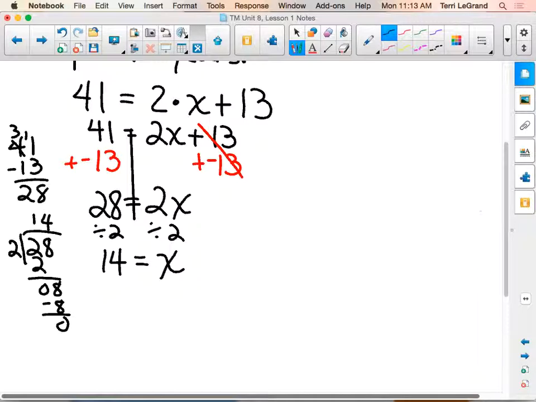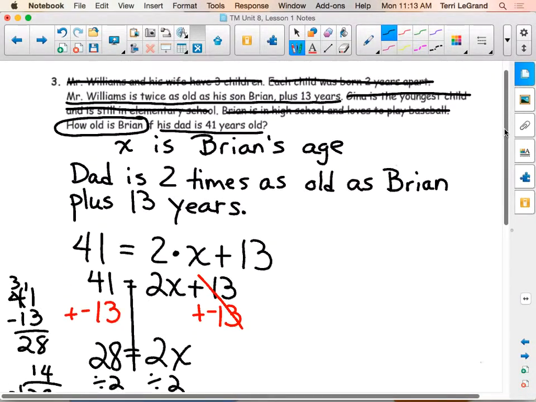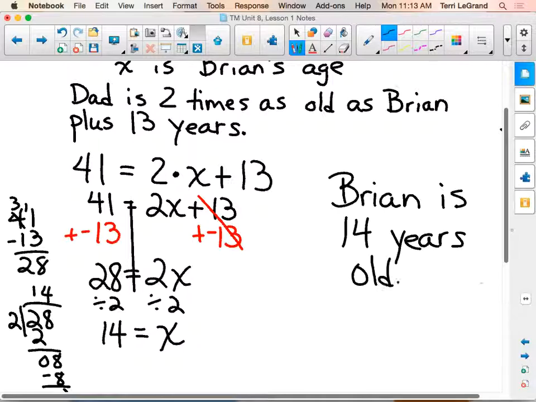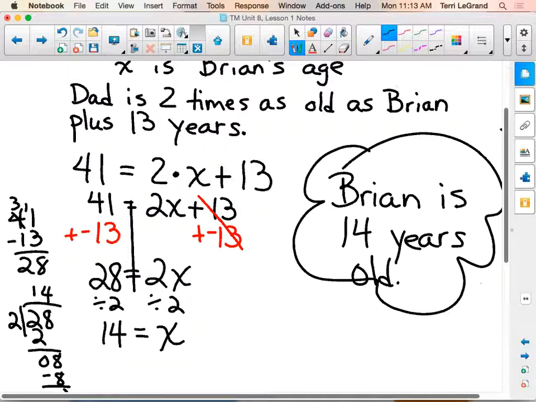Okay, what's that tell us? You just found X equals 14. Okay, big deal, what is that? Heck yeah. Brian's age. That's Brian's age. Remember back up here, it says that X is Brian's age, and is that what we were supposed to find? How old is Brian? So we're going to say Brian is, how old? 14. 14 years old. Brian is 14 years old.